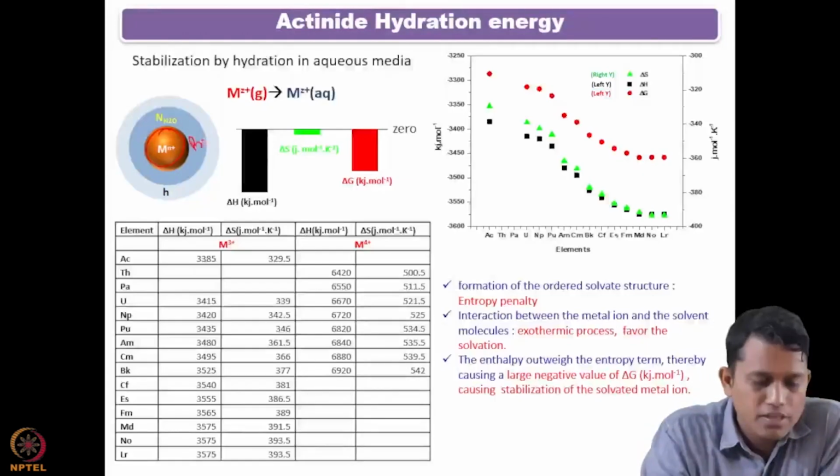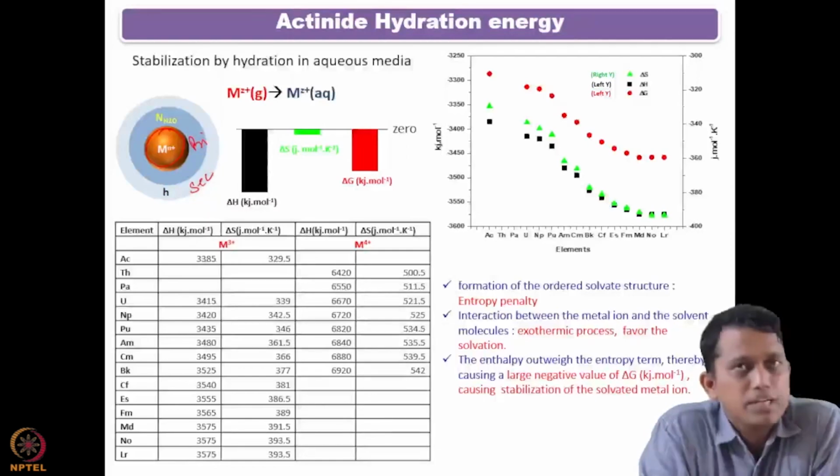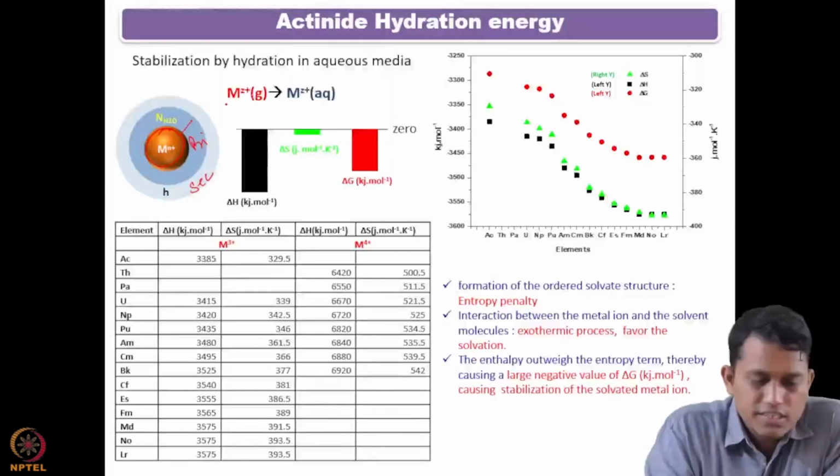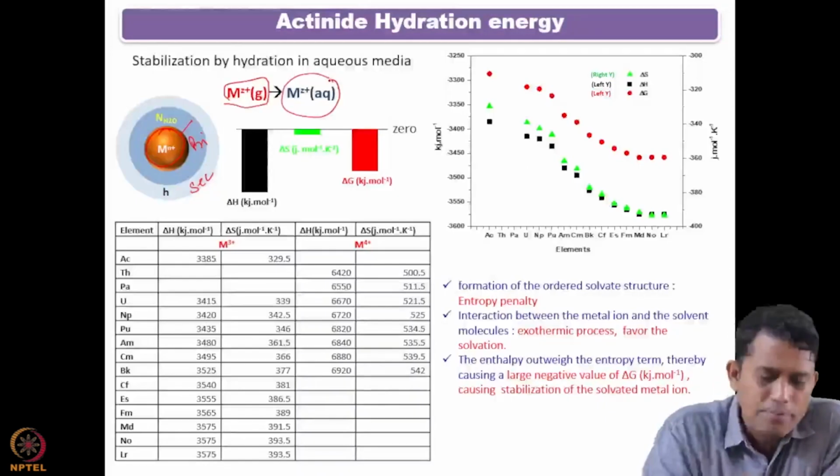One is called primary and one is called secondary hydration sphere. And we have also talked about the number of water molecules in the primary and the secondary hydration sphere. So when the molecule is in the gaseous state and you put it into the aqueous media, what will happen there?